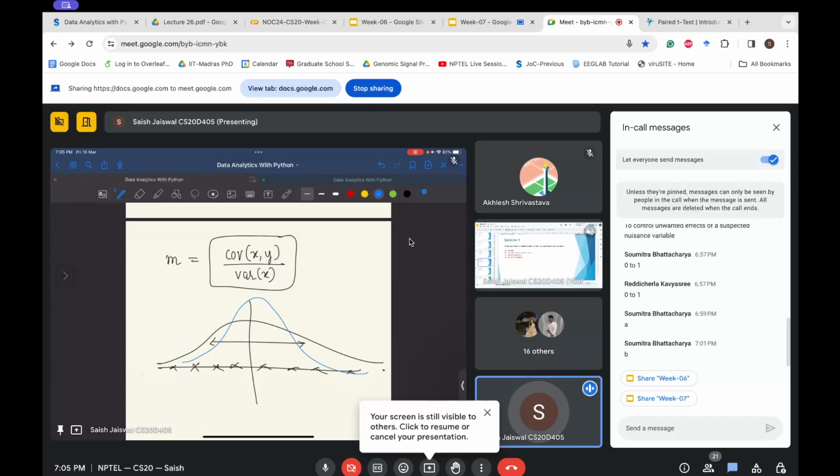So this particular distribution over here is having more variance compared to this particular distribution. But now you are seeing the term over here is covariance. So it says how x and y are covarying.